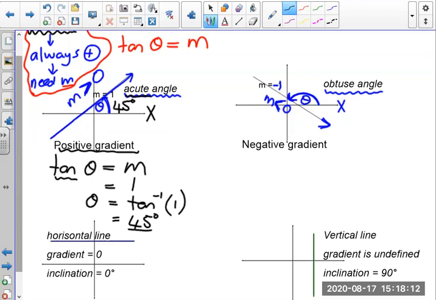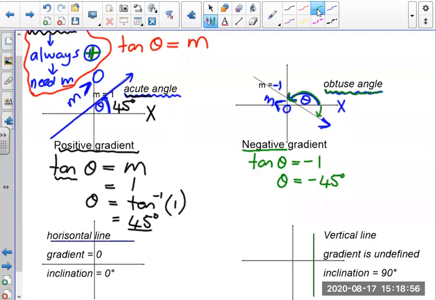If you have a negative gradient, your inclination will be an obtuse angle. Now let's see. Tan of theta, there's my inclination, is equal to, in this case, minus 1. Now if you say shift tan minus 1, then the calculator gives you minus 45 degrees. And I said inclination is always positive. So what does your calculator give you? Your calculator gives you the smallest angle, whether it's positive or negative.